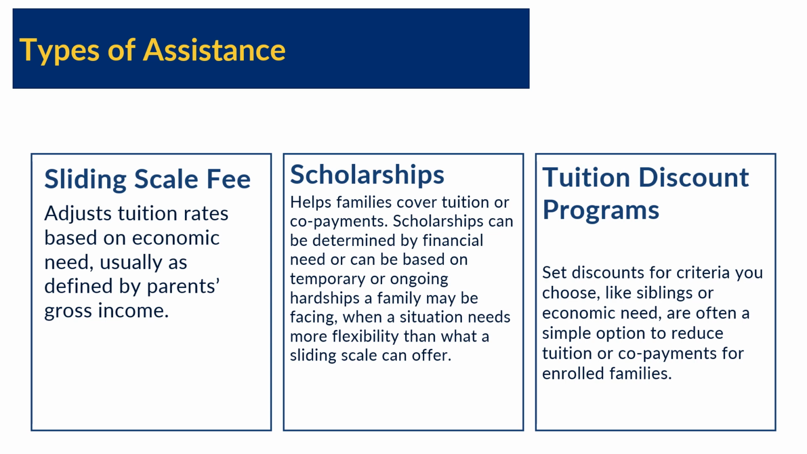Discounts present a third option to offer tuition assistance based on the criteria you choose. You could offer discounts to siblings in your program, as paying for childcare for multiple children can be exceptionally expensive for some families. You could also offer discounts to children of military families or teachers, or you could opt to offer discounts based on financial need. For example, if a family in your program falls below 85% of SMI, you could offer 25% off of their copay and tuition discounts.